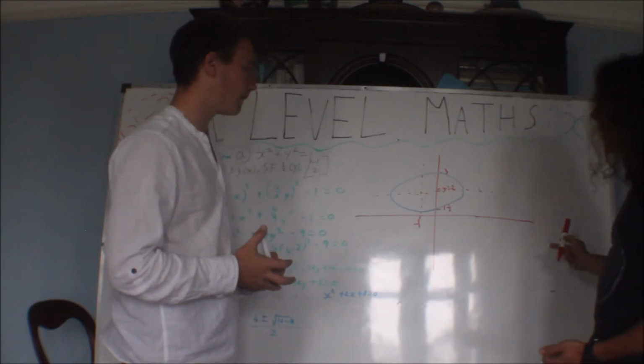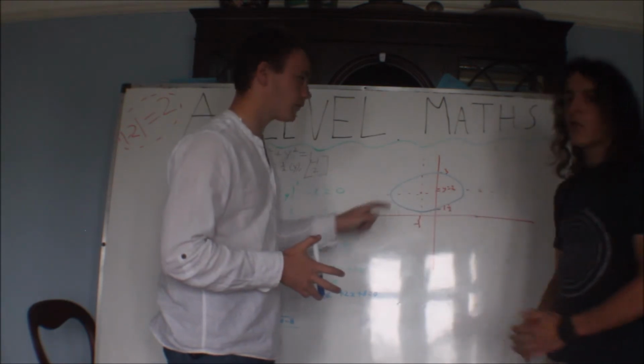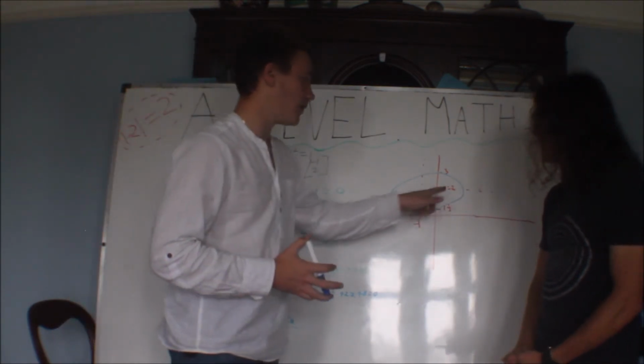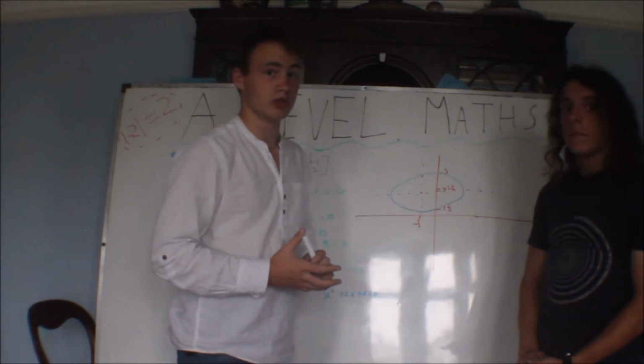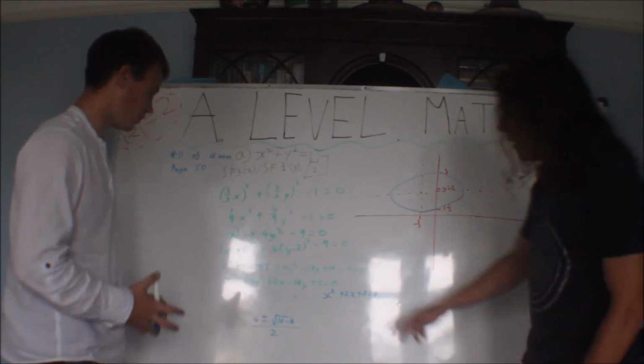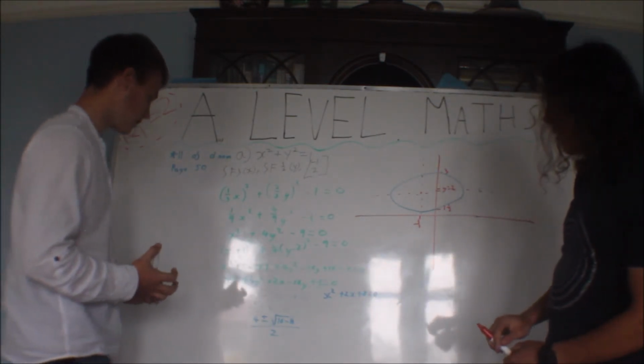So with that in mind, we can now work out where this line intersects with our very strange circle shaped thing. What we do there is we make this y equal to 2. So we put 2 in place of every single y in our equation. That makes sense, doesn't it?